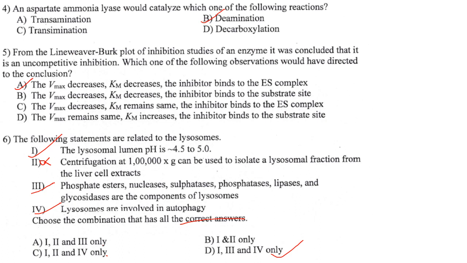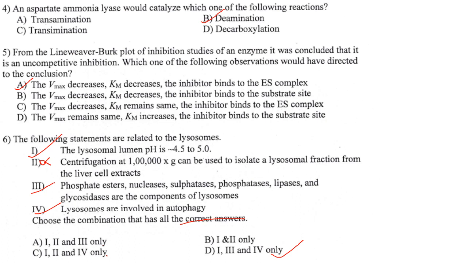The following statements are related to lysosomes. Choose the combination that has all the correct answers. The lysosomal lumen pH is approximately 4.5 to 5. That's correct. Centrifugation at 1 lakh times G can be used to isolate a lysosomal fraction from the liver cell extract. It is not 1 lakh, it is 15,000 G for 15 minutes. So option 2 is not correct.